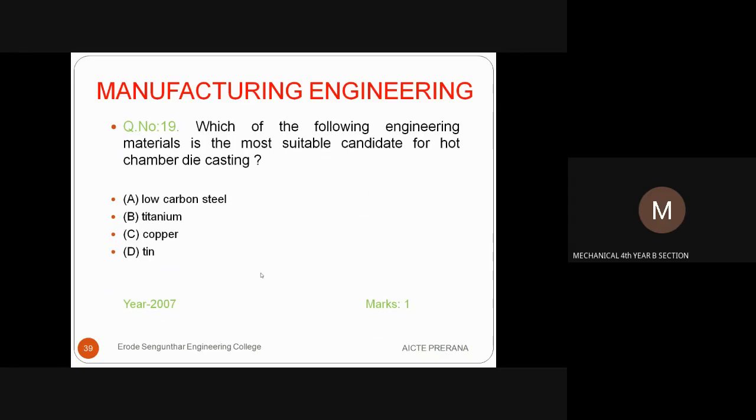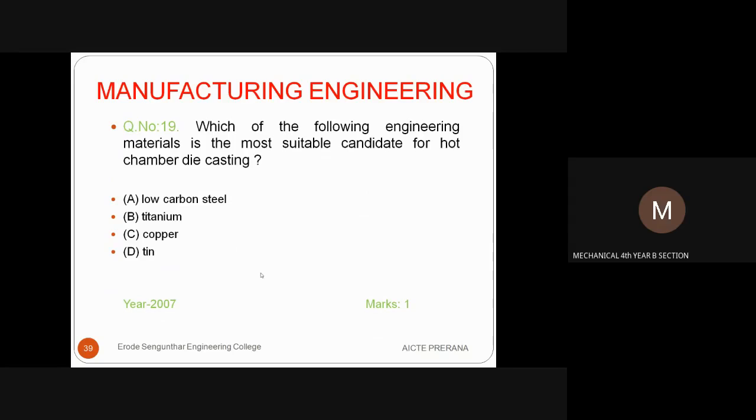Let us now discuss what hot chamber die casting and cold chamber die casting are. There is a small difference in construction: in hot chamber die casting we will have a heating element as an integral part of the machine, whereas in cold chamber die casting the heating element will not be an integral part of the machine. Heating happens in some other area, and with the help of a ladle we take the molten metal and pour it into the cold chamber die casting unit.